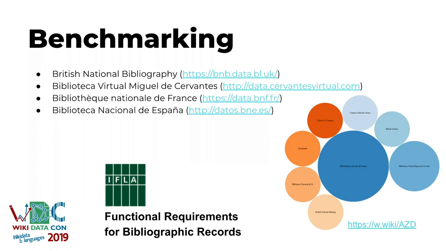And this is just an example of how we could compare digital libraries using bubble charts on Wikidata. And this is an example comparing how many Wikidata properties there are per digital library.